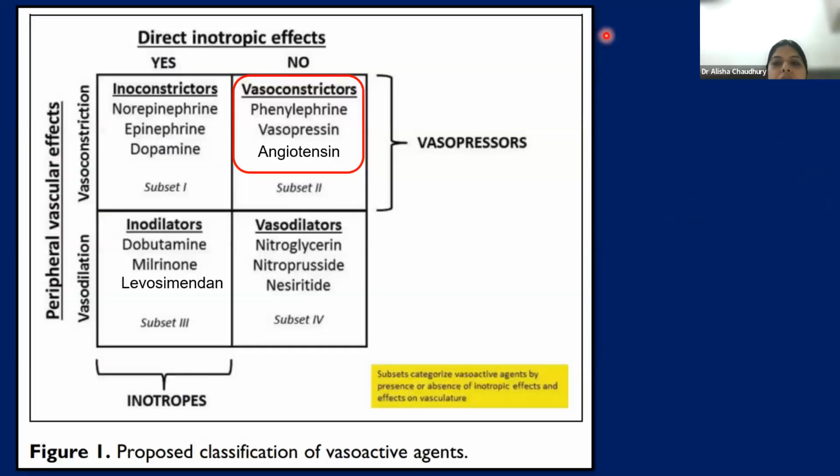Now, this is a rough classification of all the vasopressors and inotropes we know. The point of putting this was that if you look at these there are drugs like inoconstrictors, inodilators, vasodilators, and vasoconstrictors. We think that noradrenaline, epinephrine, and all increase blood pressure, which is true, right? But they also have some cardiac stimulant activity. So to call them pure vasopressors will be wrong, because these three drugs will increase the systemic vascular resistance, but because they stimulate the cardiac contractility, inoconstrictors is a better name.